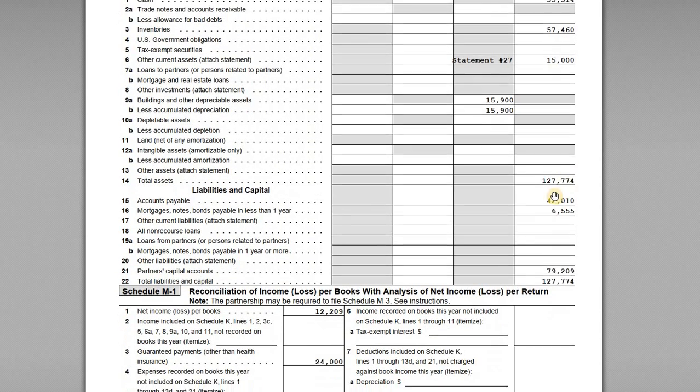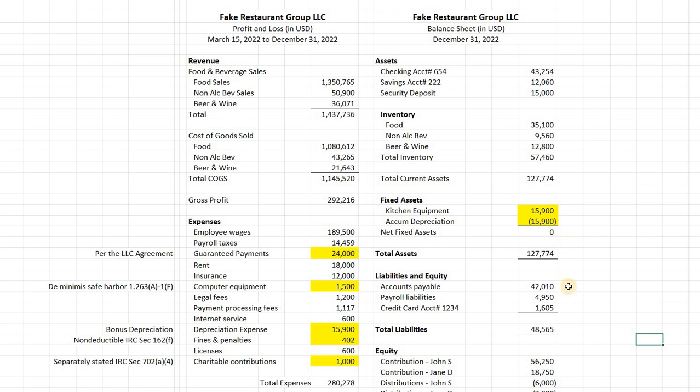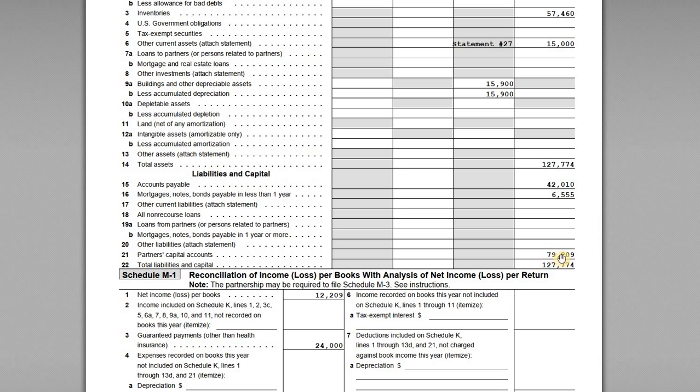Now on our liability side, again, relatively straightforward. We've got our accounts payable balance. The $6,500, that's a combination of the credit card balance and the payroll liabilities there. And then in the equity section for partnerships, we really just report one consolidated number, right? So the total ending balance of the partners' capital accounts.